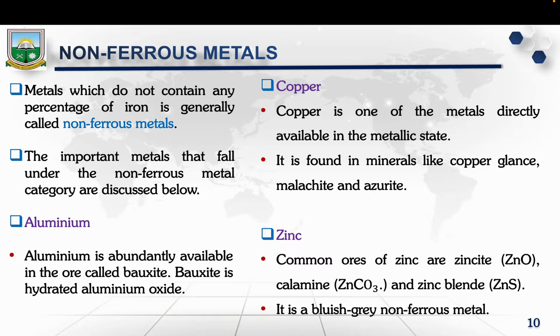So some plumbing systems actually also have copper in them. And the next one is zinc. That's the next non-ferrous metal, non-ferrous alloy. So zinc is a bluish gray material, okay? That's the color of the zinc. And it's typically extracted from ores like zincite, calamine, and zinc blende, okay?